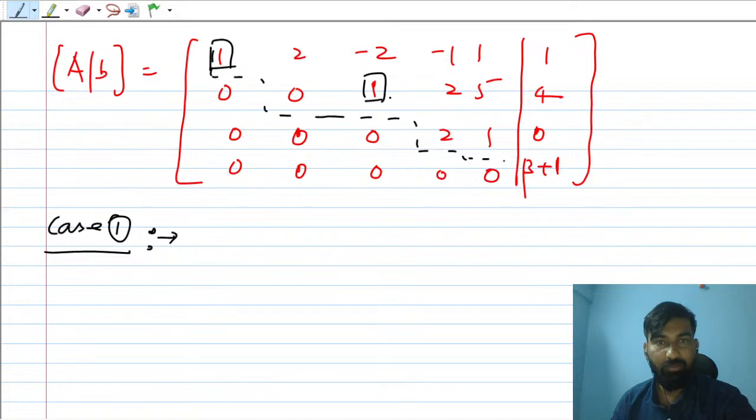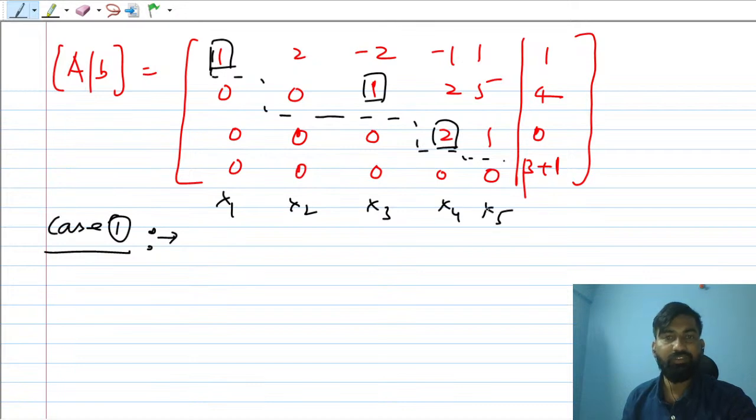This can be taken as a pivot. Okay, understood? But you see, suppose this is x1, this is x2, this is x3, this is x4, this is x5, right? 5 variables are there. So how many dependent variables are there? You can claim here, right?